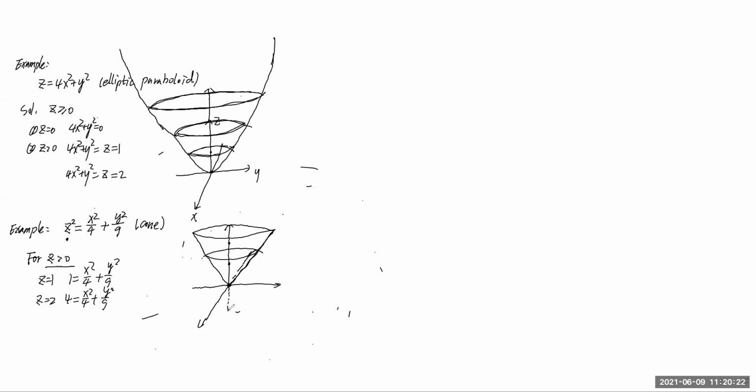And then if we look at the part for z greater than 0, you just flip this picture, right? And then we go up. This is a cone. This is our picture. Okay. This is for z greater than 0, and this is for z less than 0.